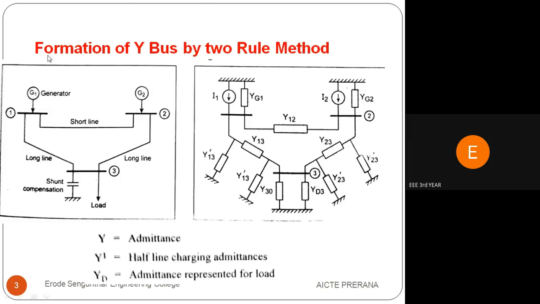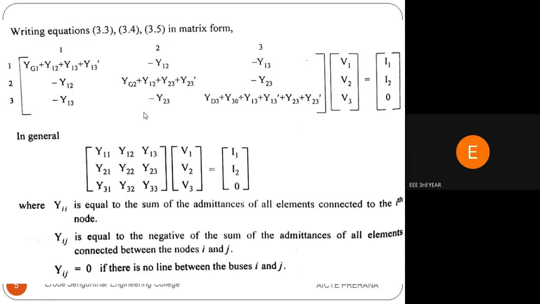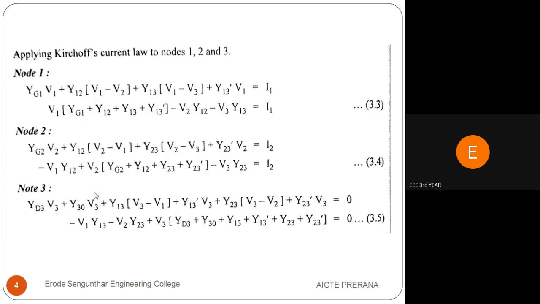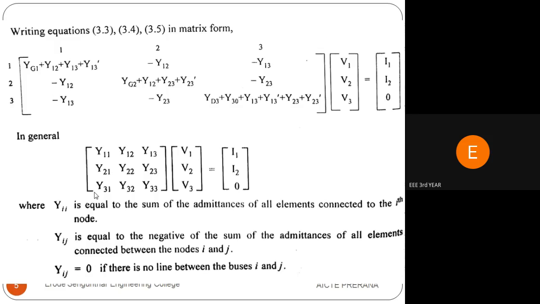The source is nothing but a generator. Here bus number 1 and 2 have the source, so from this source only the current will be produced. So we are considering I1, I2 only. And the third bus has no source at all. It consists of one capacitor and the load. So there are no sources, so we are considering I3 as 0.